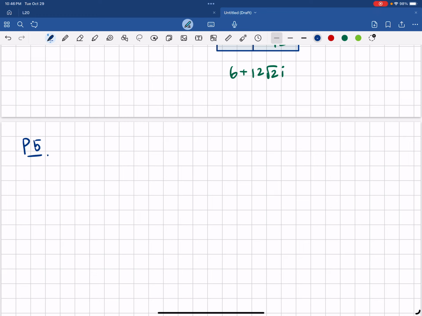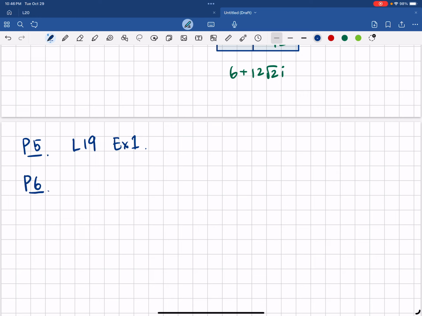Problem number 5 is prove the quadratic formula by solving ax squared plus bx plus c equals 0. So it's completing the square. This is L19, example 1. So I'm not going to demonstrate that again. I want you to go to the video lecture for this handout and watch the video. It's the first example that I did in the video, so it should be pretty easy to find. And then you can create a cheat sheet for this one.